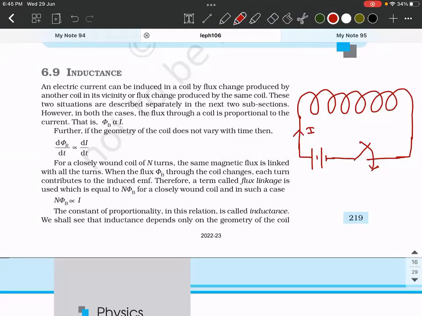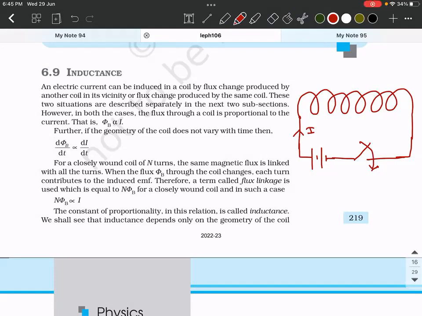So initially, before the key was closed, what was the current flowing through it? 0. So to reach the steady state value I, it takes some time. Not like it is instantly, it's like a car only. As soon as you accelerate, it's not going to have 100 kilometers per hour. It takes time for things to get updated from 0 to some steady state value, right?